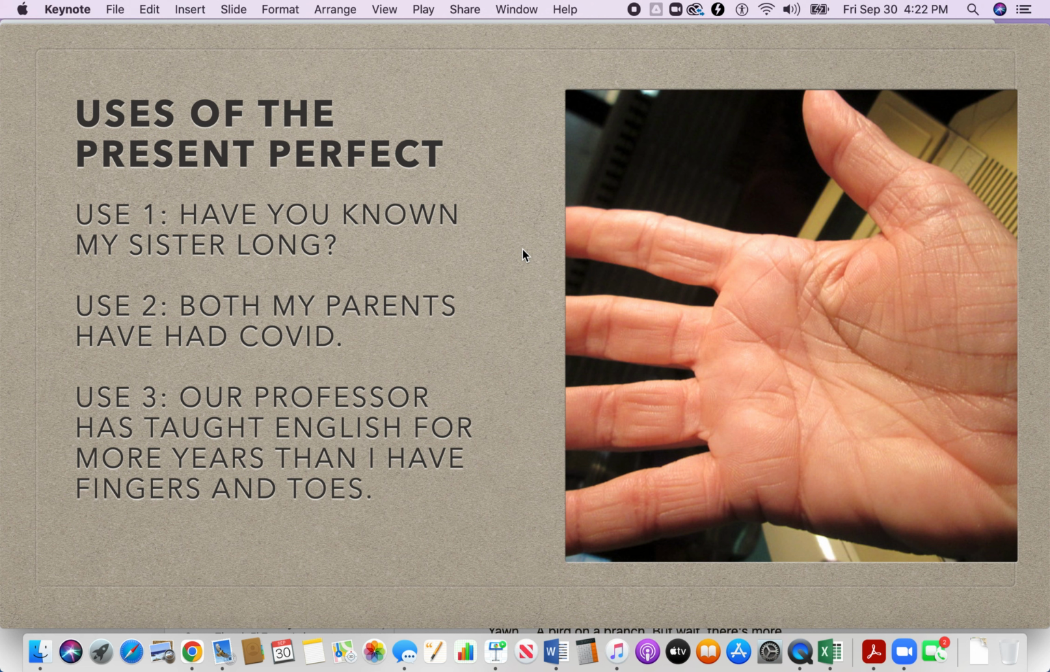Indefinite events in the past. We don't say when. You can say, both my parents have had COVID. You don't say when they had COVID. You only say they have had COVID. Or you can use a habit in the past that continues until today. For example, me. Our professor has taught English for more years than I have fingers and toes. And that's a lot of years.